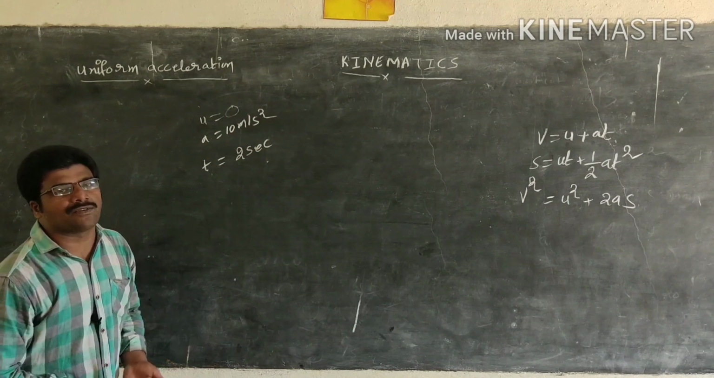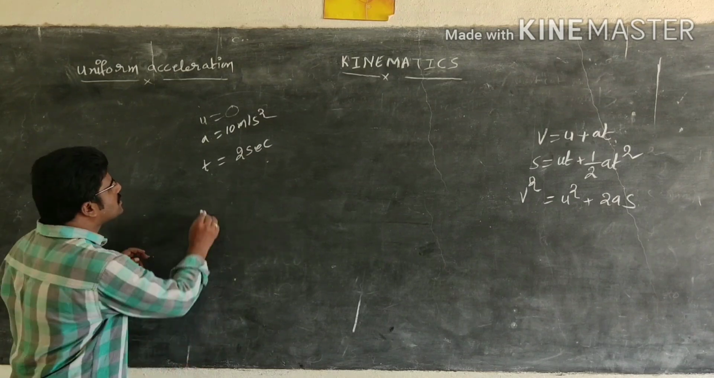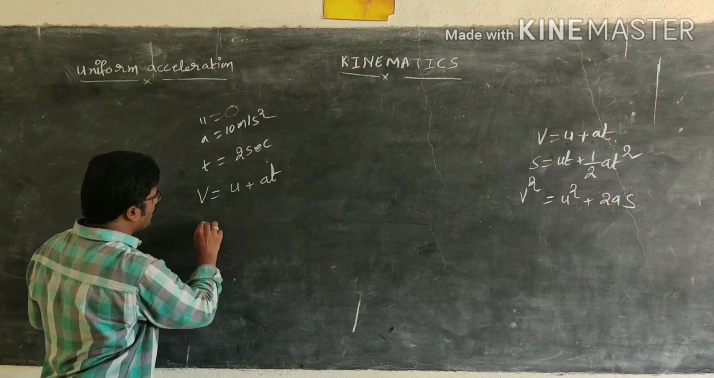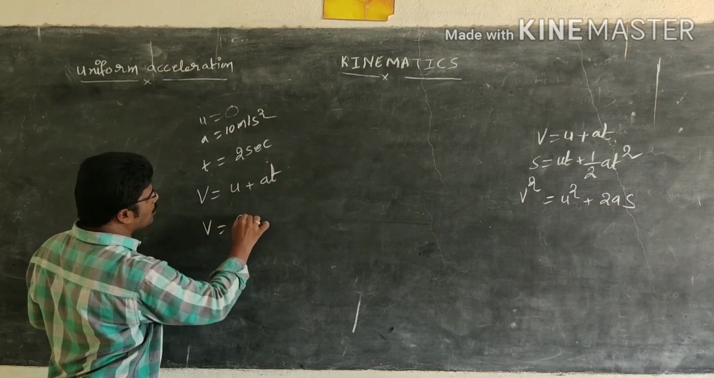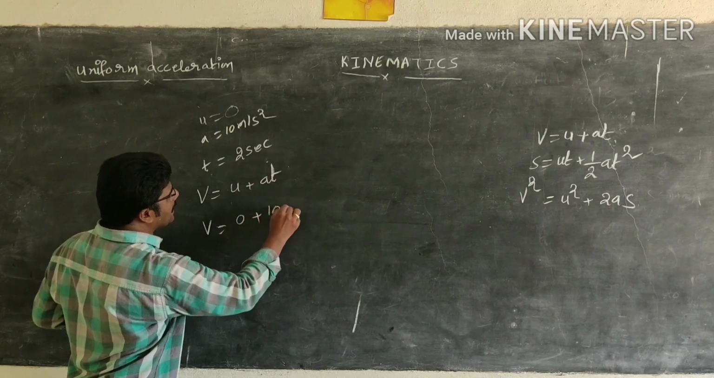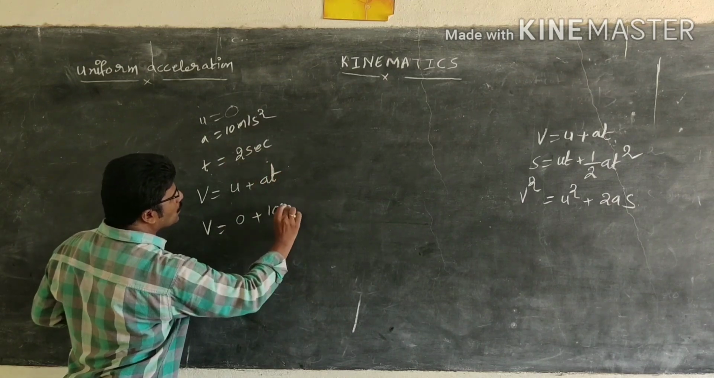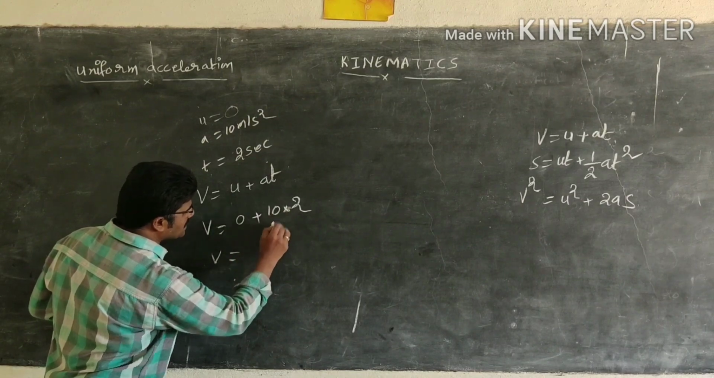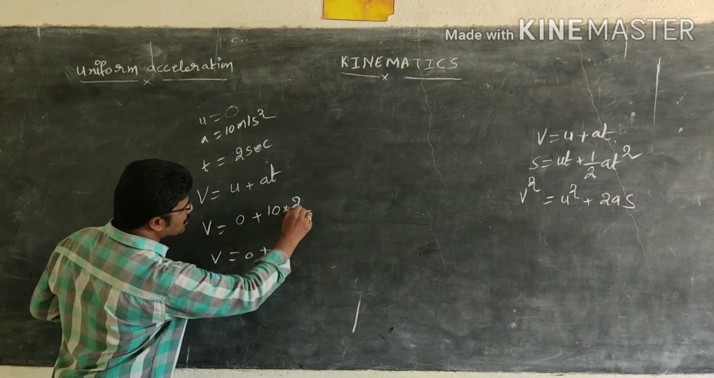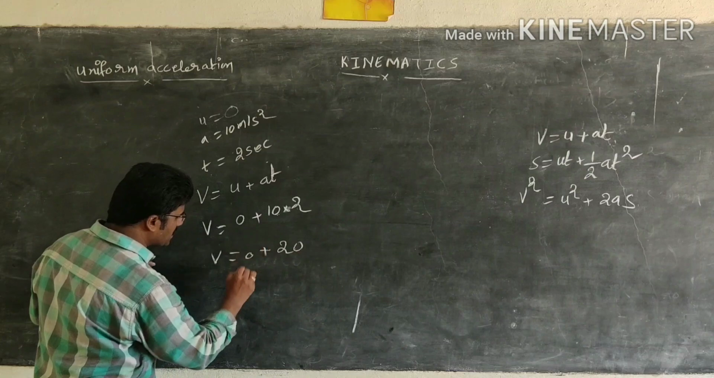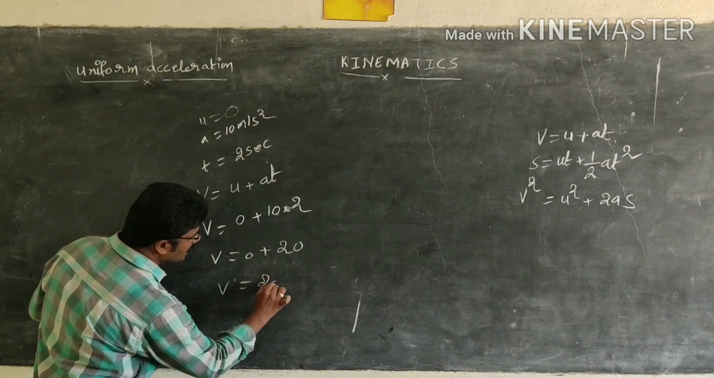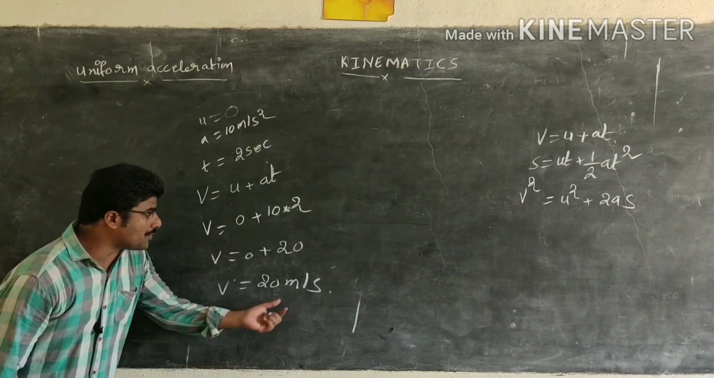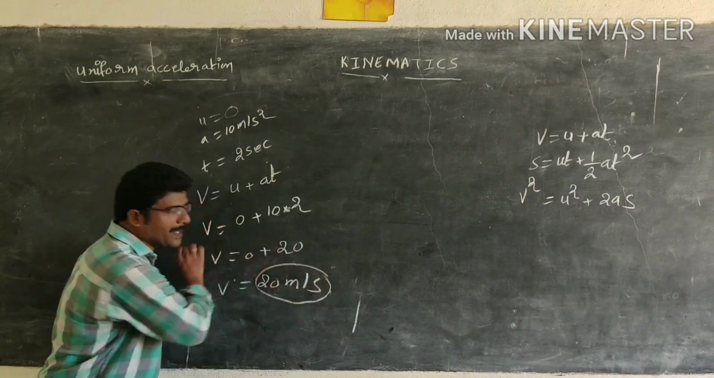Now we want to calculate the velocity when it touches the ground. So v equals u plus at. v equals 0 plus 10 into 2. So v equals 0 plus 10 into 2, that is 20. 20 plus 0, that is 20 meter per second. Remember this, it is going to touch the ground with a velocity of 20 meter per second.